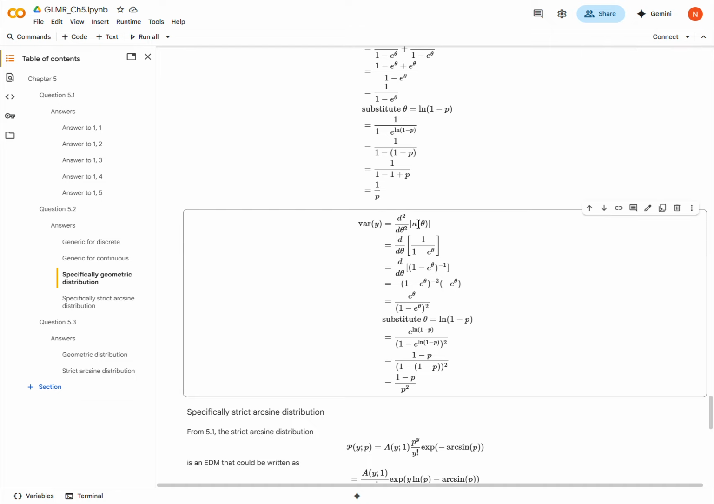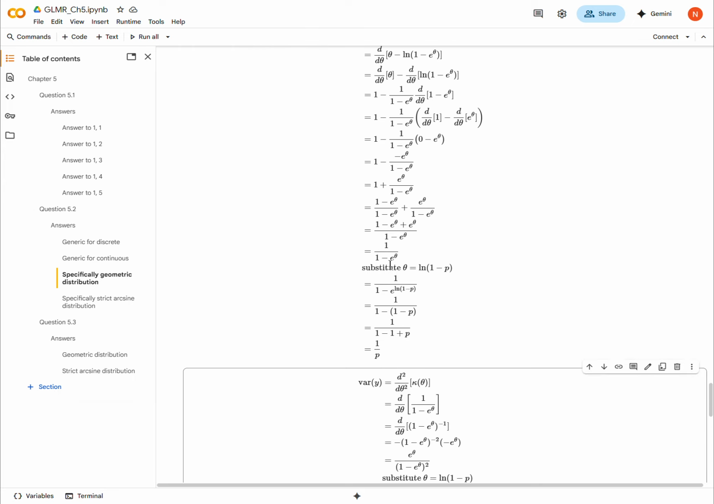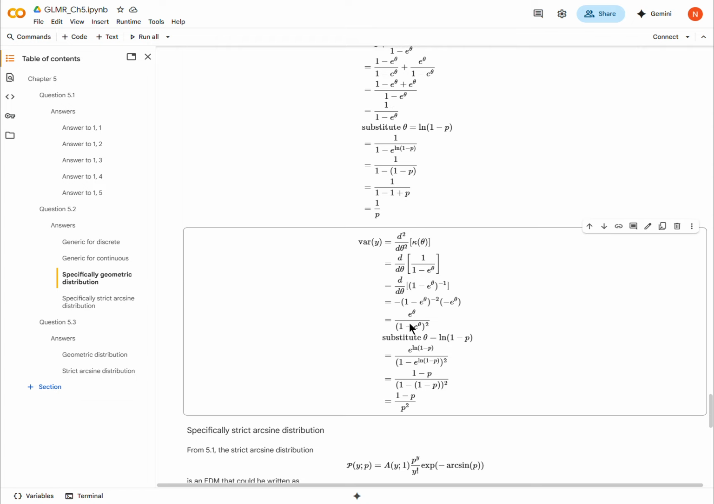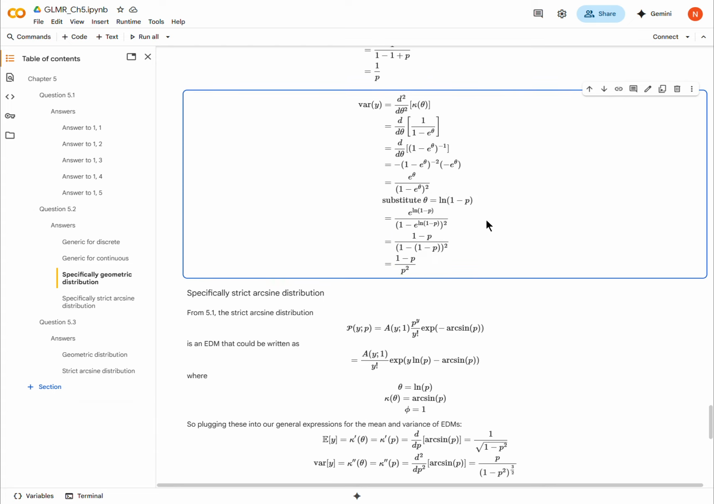Then, to find the variance of y, we just take the second derivative of the cumulant generating function, which is just taking the first derivative of the first cumulant. So I take the derivative of where we ended up last time, right there. You can push through, and eventually we get an expression that is full of our canonical parameters, which we already said was the natural log of 1 minus p. We plug that in and find our variance in terms of p, and it's right here: 1 minus p over p squared.